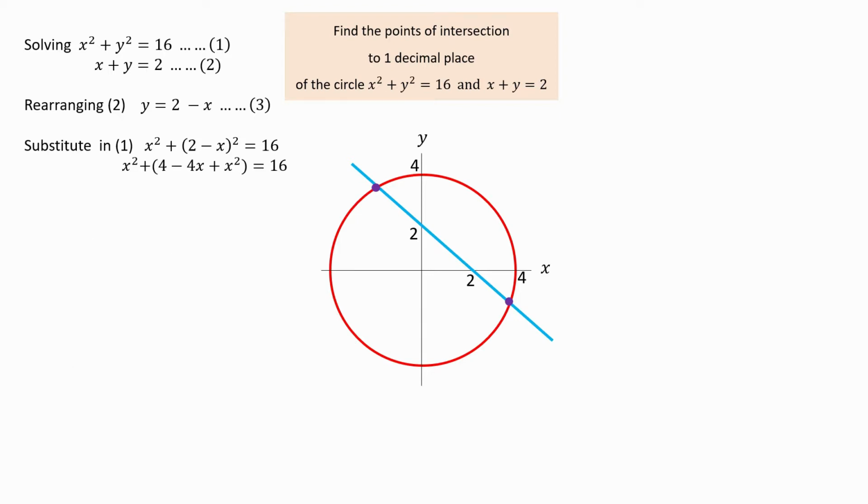Substitute and remove the brackets, adding the terms in x squared to simplify. Clearly each term divides by 2. It's not necessary to do this, but it does make future calculations simpler.